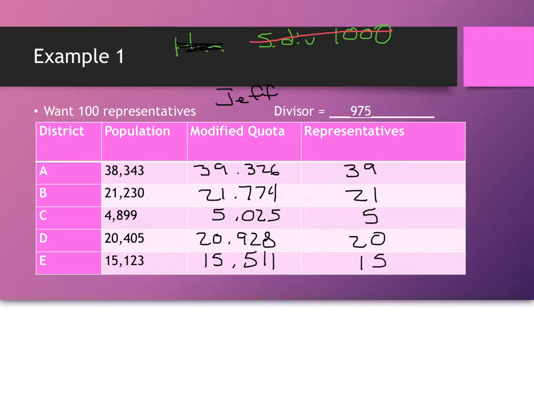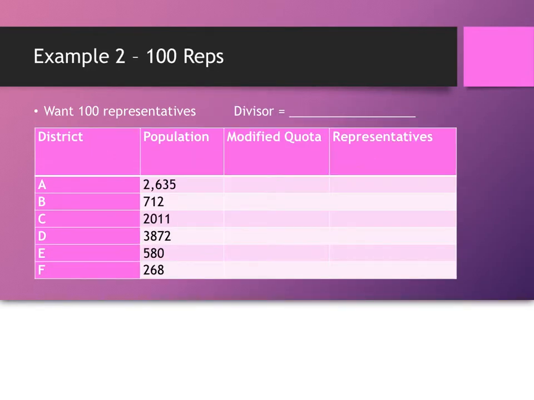Now add those things up: 39 plus 21 plus 5 plus 20 plus 15, and you will get 100 representatives. So once we figured out what that right divisor was, then all of the work was done for us, and we just had to give the lower quota. The hard thing is figuring out what the divisor should be.